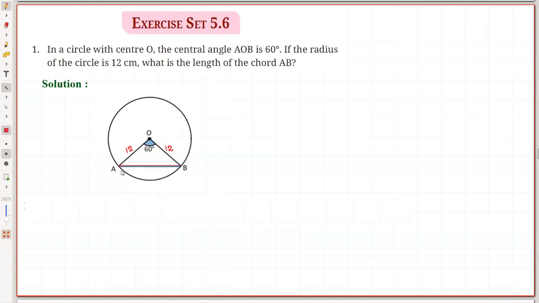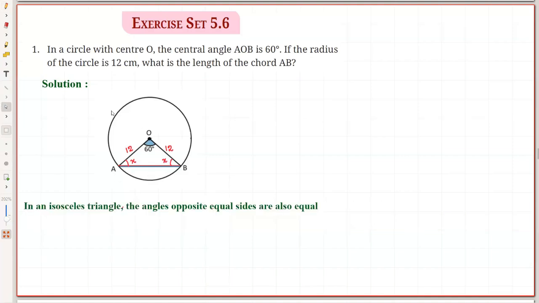So in triangle AOB, two sides are equal. I can just say AOB is an isosceles triangle. If it's an isosceles triangle, angles opposite to the equal sides are equal, or we can say base angles are equal. If I take this as X and this is also X, based on this we can find out the third side.